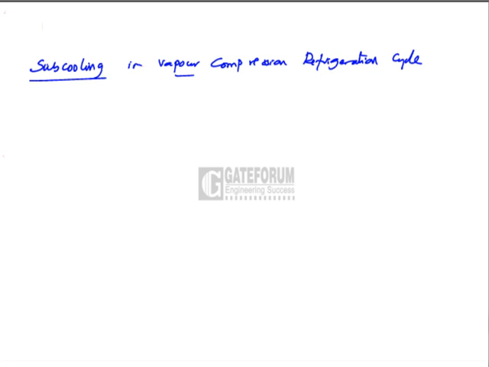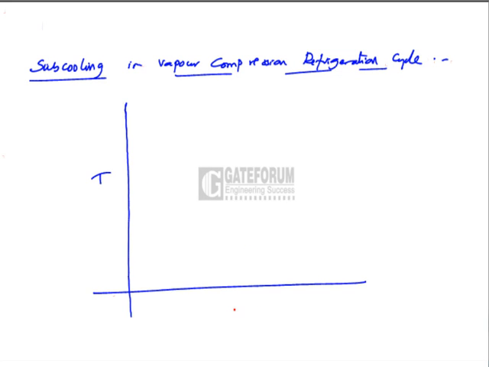Now let us see subcooling in vapor compression refrigeration cycle. Now I shall draw the subcooling on the temperature entropy diagram.